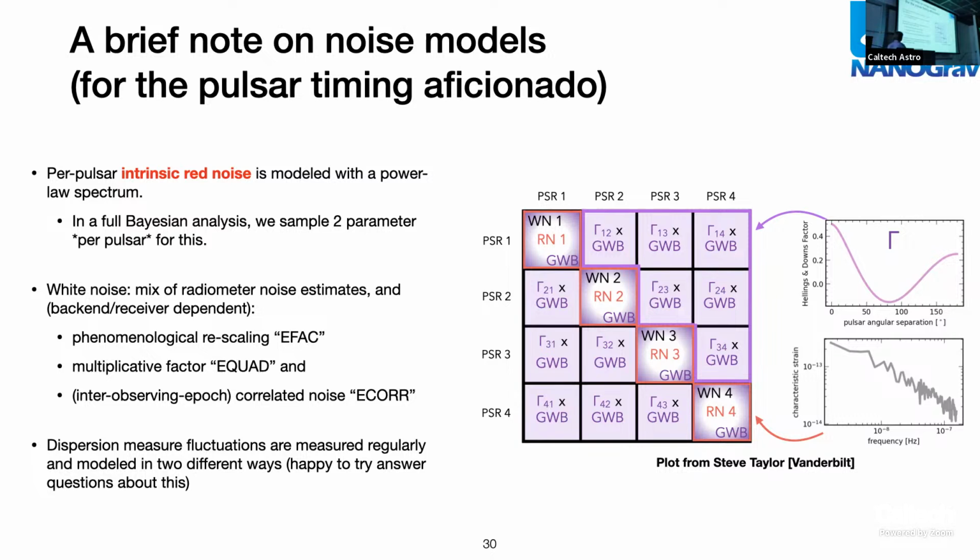The white noise is modeled as a mix of radiometer noise with some phenomenological rescaling that's been standard in the pulsar timing community for a very long time. And the dispersion measure fluctuations that we talk about are measured regularly and modeled in two different ways. And I'm happy to try to answer questions about that, but I'm not going to spend much more time on this slide.